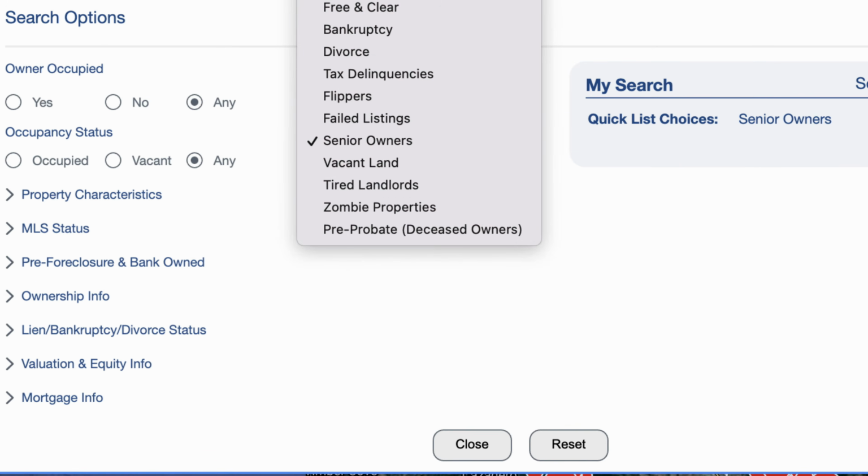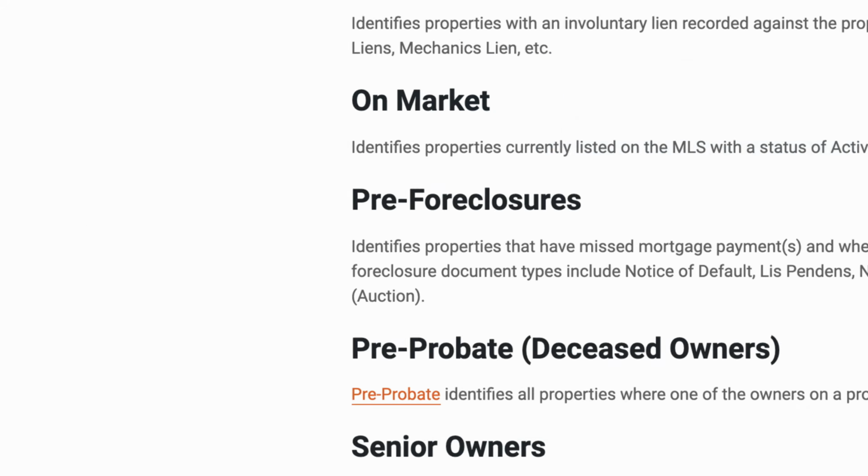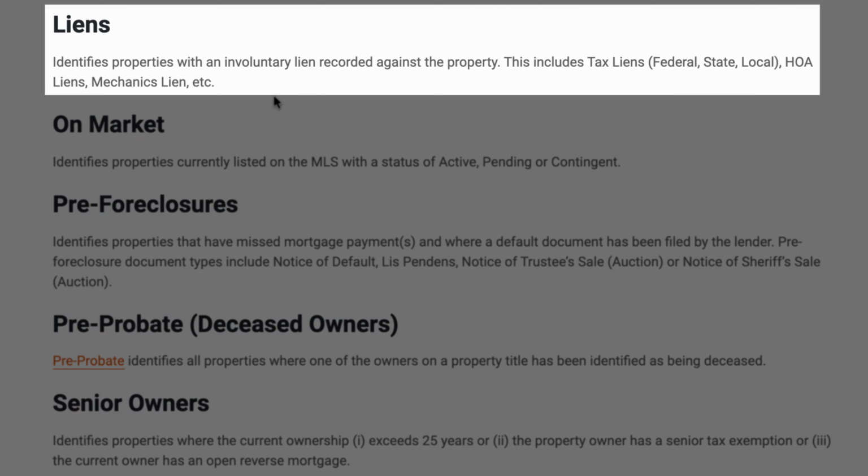Like for example, when we see liens here, we might be like, liens? Like what kind of lien? Like a mortgage lien or some other kind of lien? What does that mean? And this explains pretty clearly.